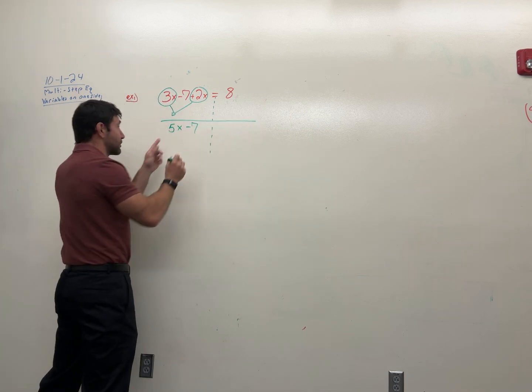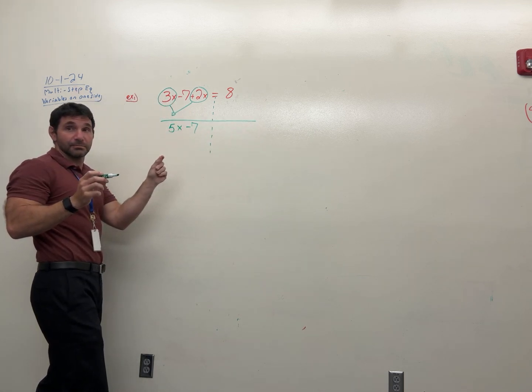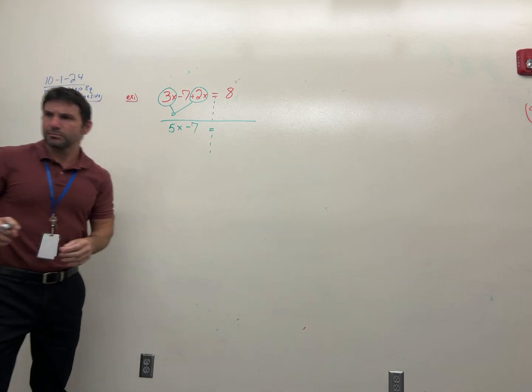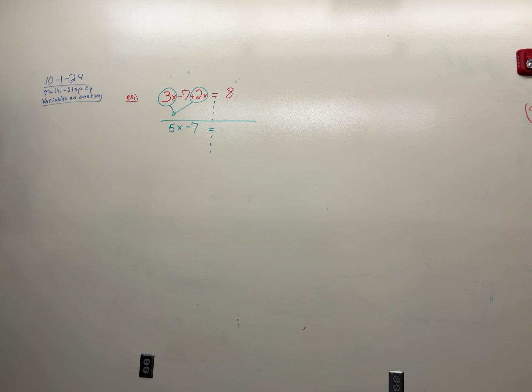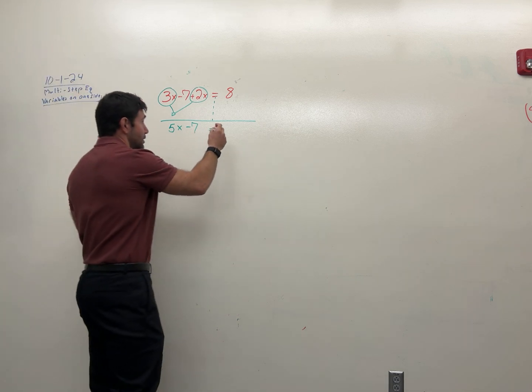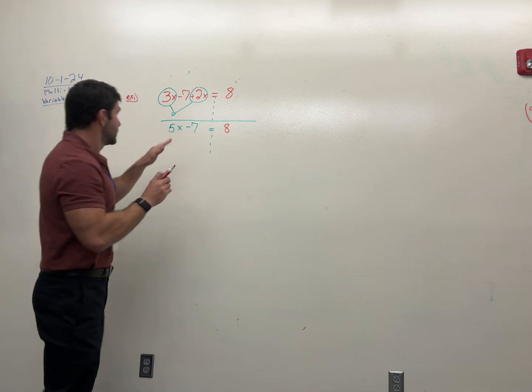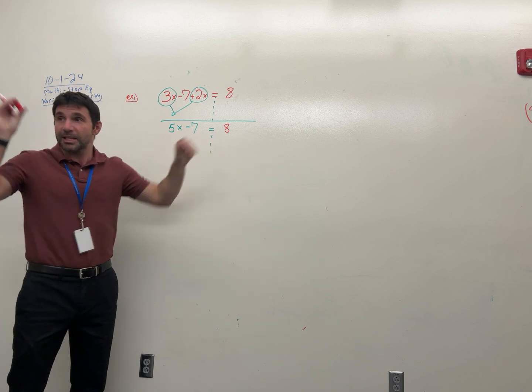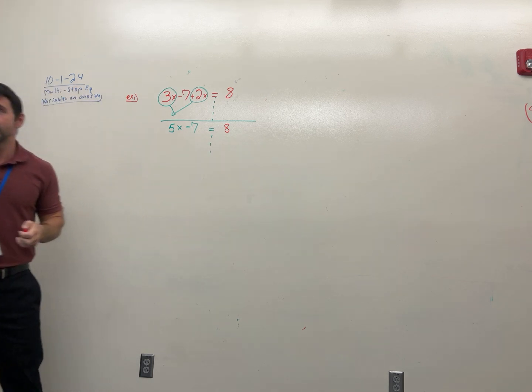Can I combine my 5x and a negative 7? No. Step 4 says what? Go ahead, Isaac. It says combine variables on opposite sides using inverse operations. Okay. Addition and subtraction. Here's a variable. Is there any variables over here? No. Skip that step. What's the next step say?